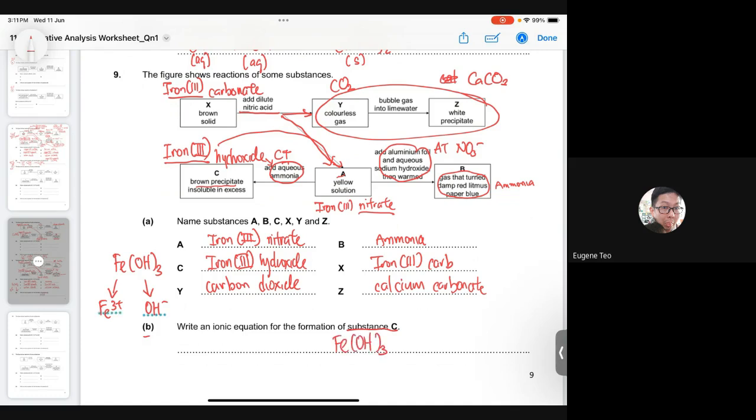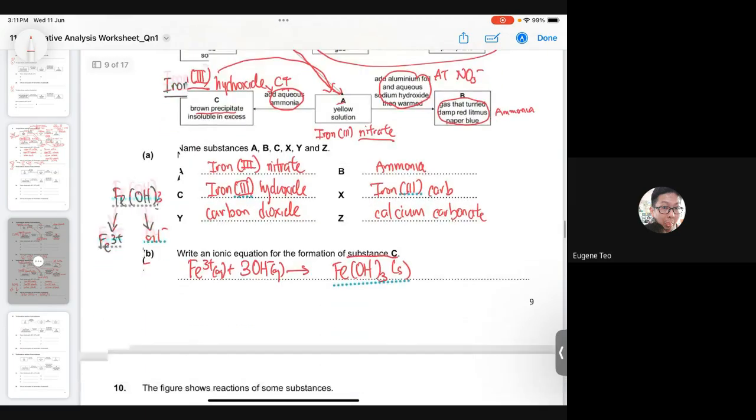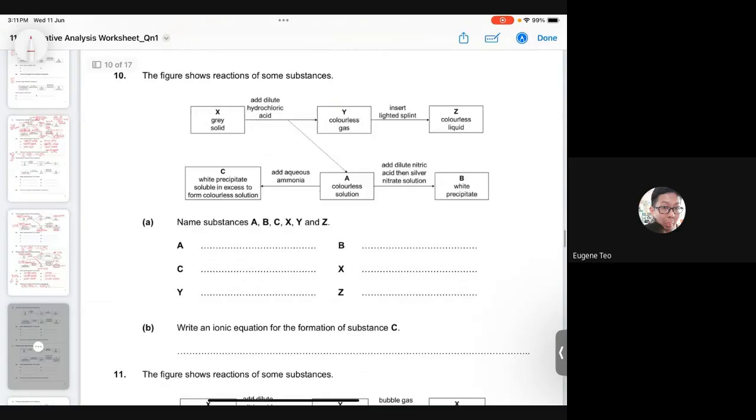Fe(OH)3 is formed by Fe3+ plus 3 OH-. If you want to include state symbols, this will be aqueous, and because it's a precipitate, it will be solid. Okay, so that's for question 9. So you can see here, I'm blazing through now. Now I'm on the next page, page 10.